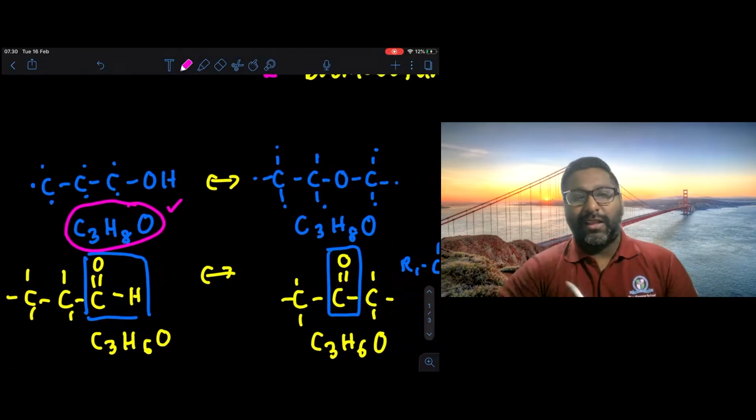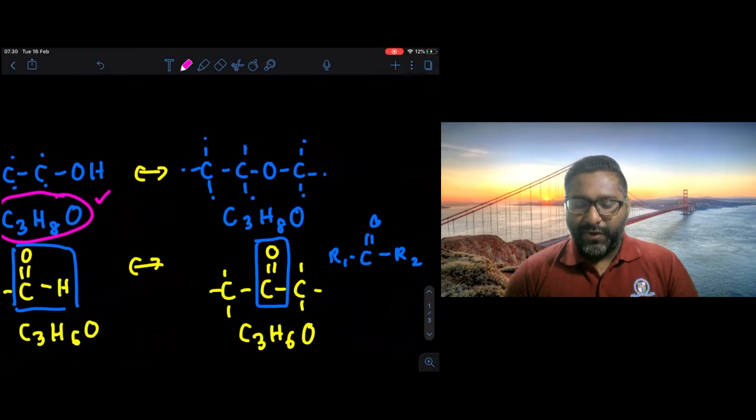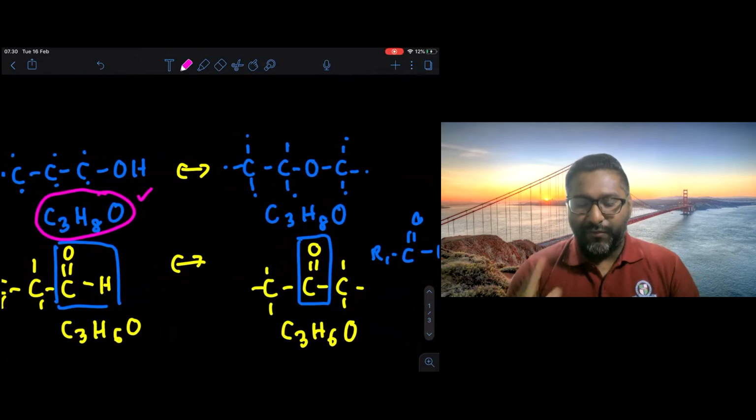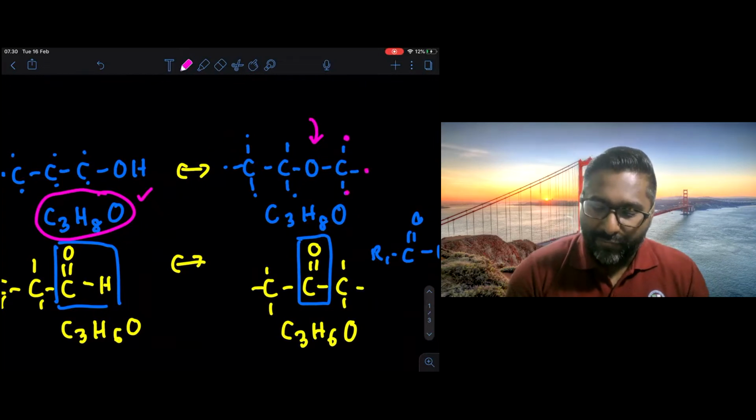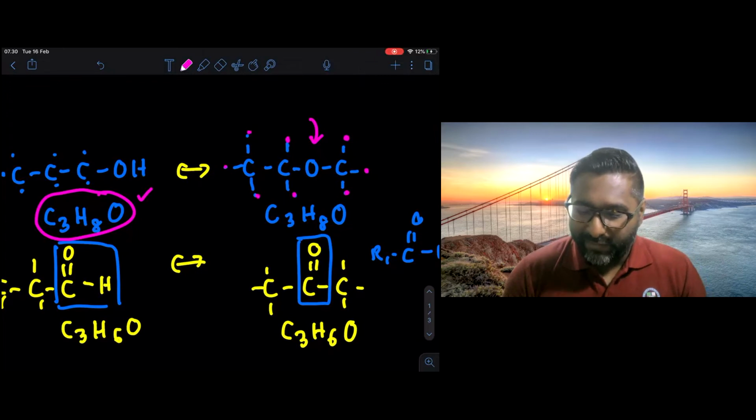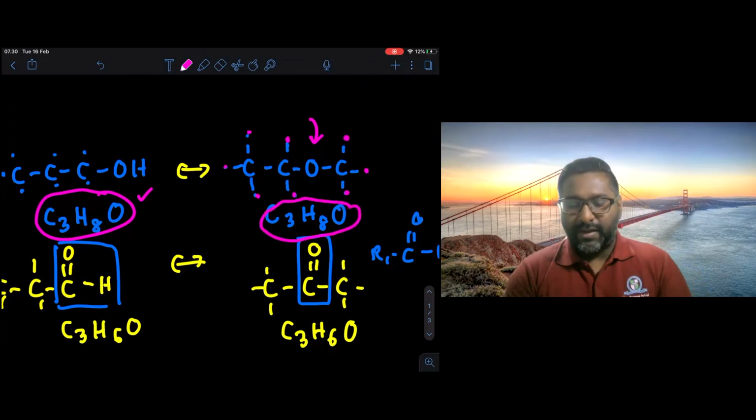where it is not alcohol. If I put the three carbon over here, but between two of the carbons I put the O instead of OH, I will have this structure. And when I count the number of hydrogen, it is also going to be 8. So I will have the same molecular formula as the earlier one.